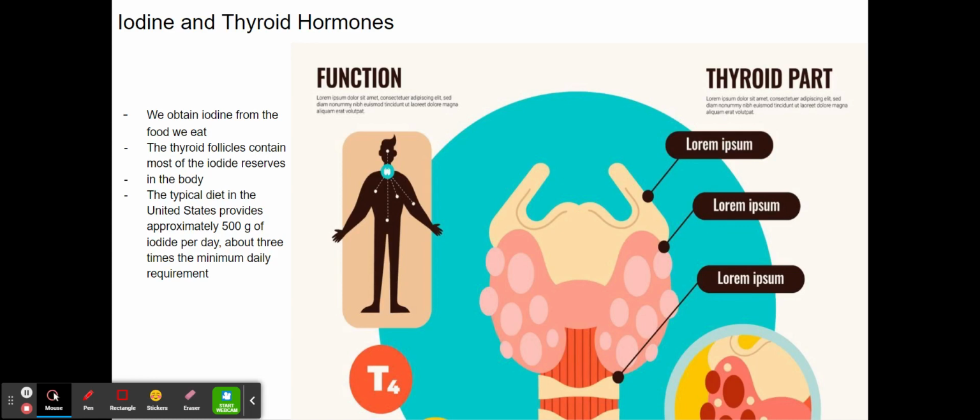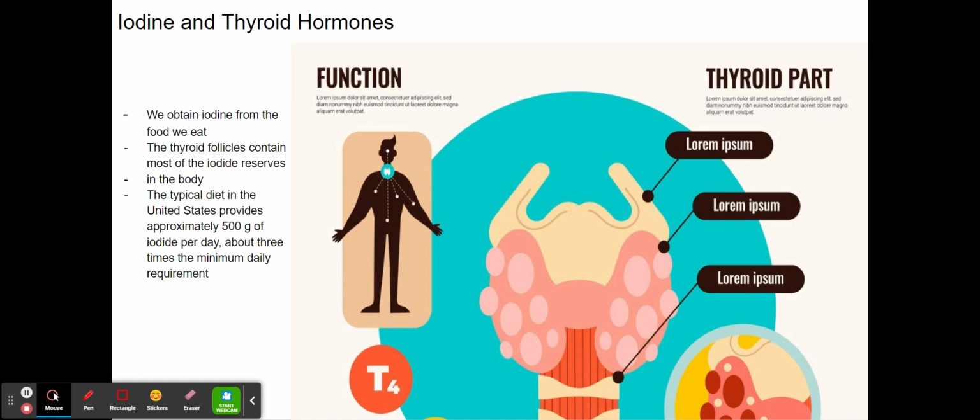The thyroid follicles contain the most iodide reserves in the body. TSH stimulates the active transport of iodide, and the resulting increase in the rate of iodide movement into the cytoplasm accelerates the formation of thyroid hormones. The typical diet in the United States provides approximately 500 micrograms of iodide per day, which is about 3 times the minimum daily requirement. Much of the excess is due to the iodine that's added into table salt, known as iodized salt, which is consumed in large quantities in processed foods. For this reason, iodide deficiency is seldom responsible for limiting the rate of thyroid hormone production. This is not necessarily the case in other countries.